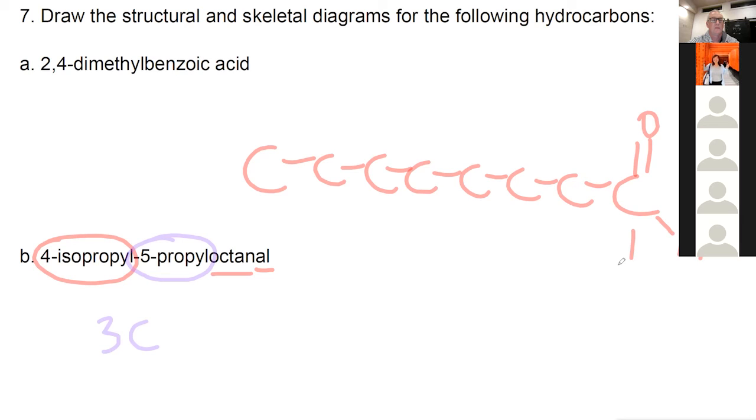For the iso, it's bonded to the second carbon. That's right. So we have 3 carbons. If it's an isopropyl, it's bonded to the second one. And if it's a propyl, it's bound to one of the carbons at the end. It's bound to a terminal carbon. Excellent. So which one is carbon 4?